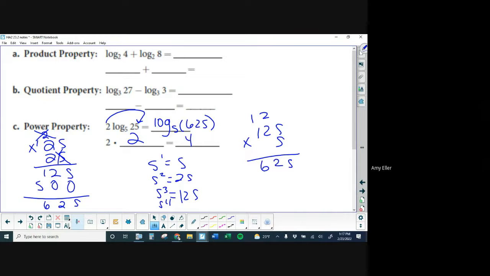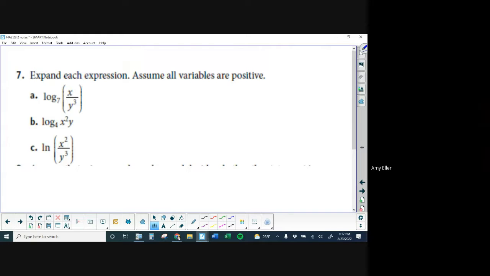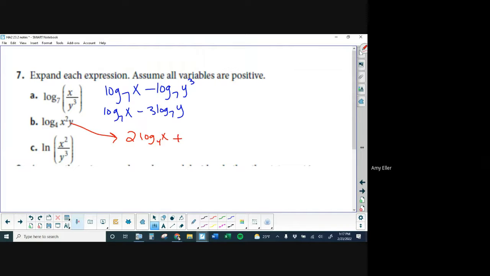Number 7, expand. Go ahead, do those on your own. You do them on your paper, I'll do them up here.